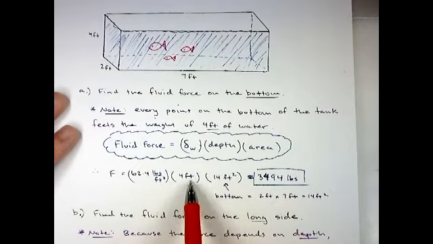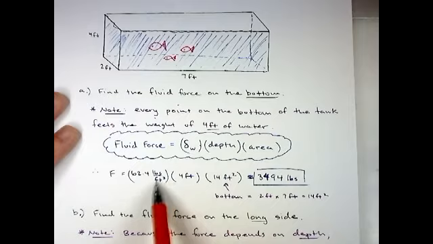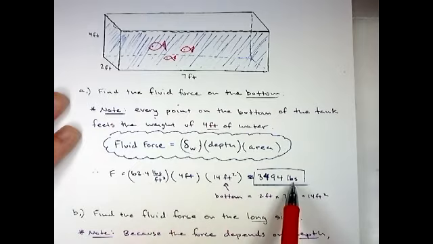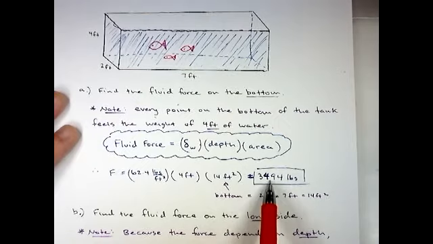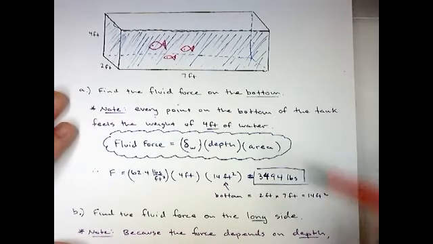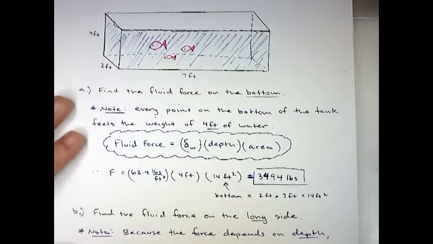And notice feet times square feet is cubic feet, which would cancel out the cubic feet here in the denominator, which would leave me with just pounds. And so we get an answer of about 3,494 pounds of force acting on the bottom of the tank. That's quite a bit of force.